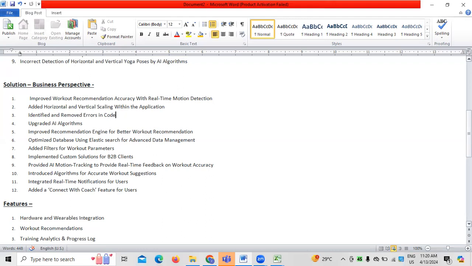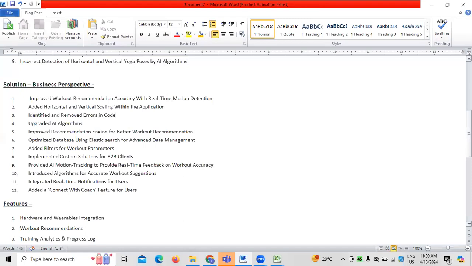So these are the solutions from the business perspective. Being a business analyst, whenever we need to identify to what extent it is practically possible for us to implement, feasibility and technical feasibility and all, the technical people will take care of that. What kind of AI algorithm tools, what kind of AI tools to be used.